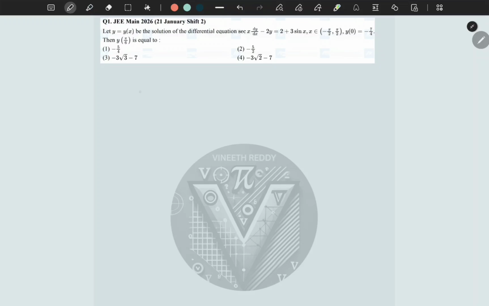So let us solve the first question. We have y equals y of x, be the solution of the differential equation. So basically we have to solve this differential equation. Before we solve, I'll quickly guide you through the process which we will be doing.